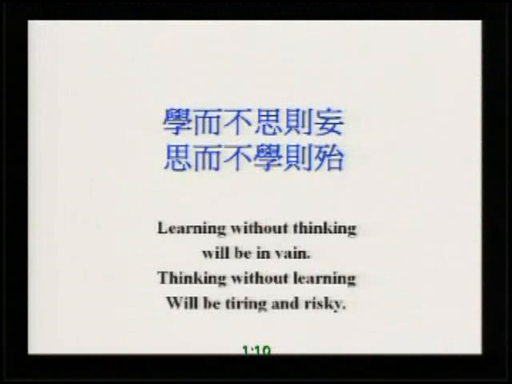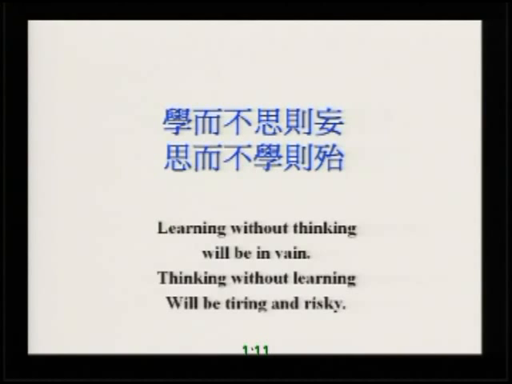This is my advice to you. When I teach in the United States, I always show this as the first view graph: 学而不思则罔，思而不学则殆. This is a Confucius saying. What does it mean? It means if you want to learn something, you have to think. If you learn without thinking, you will never really learn.